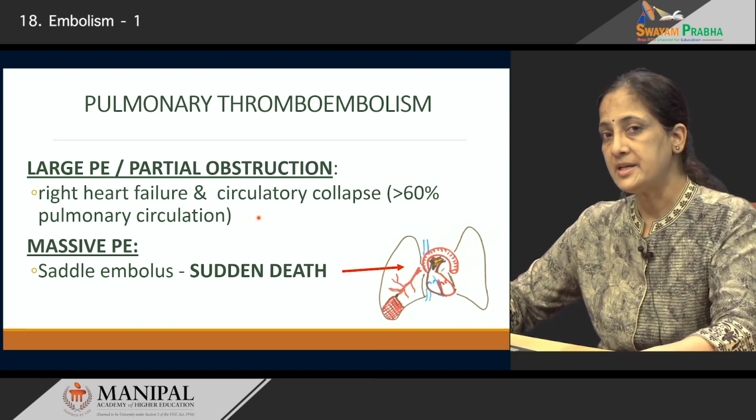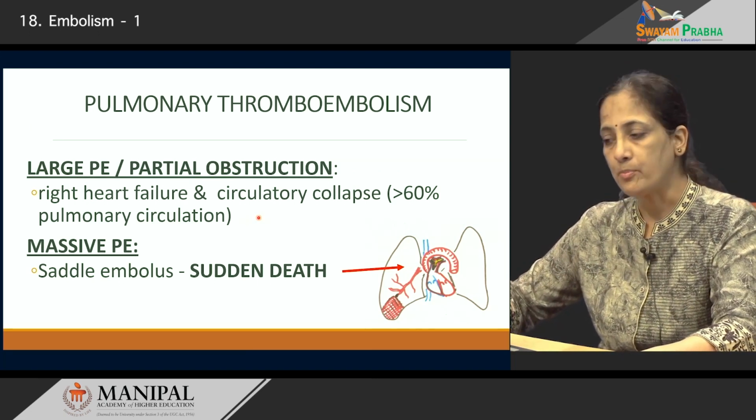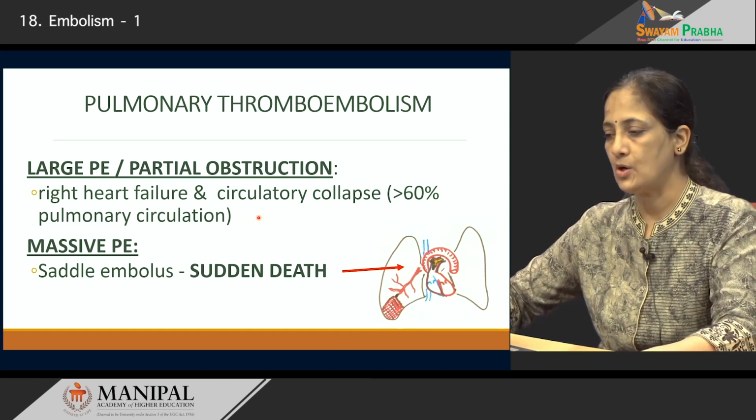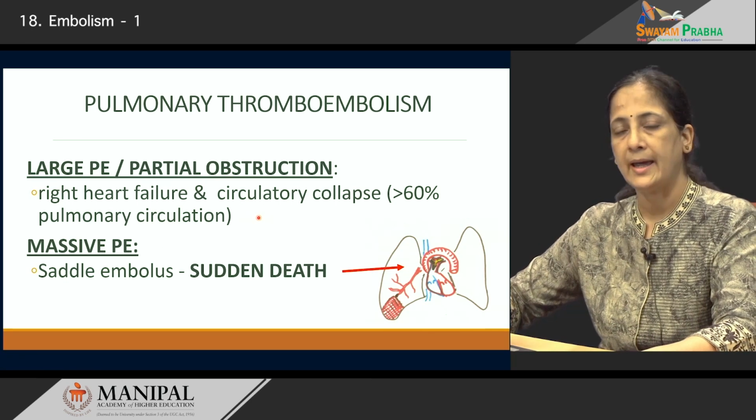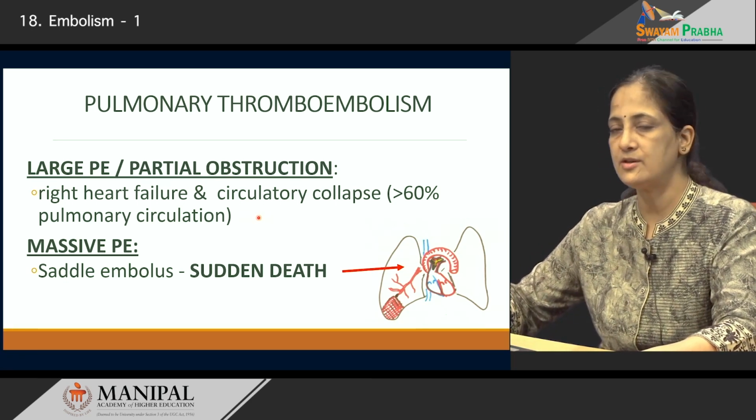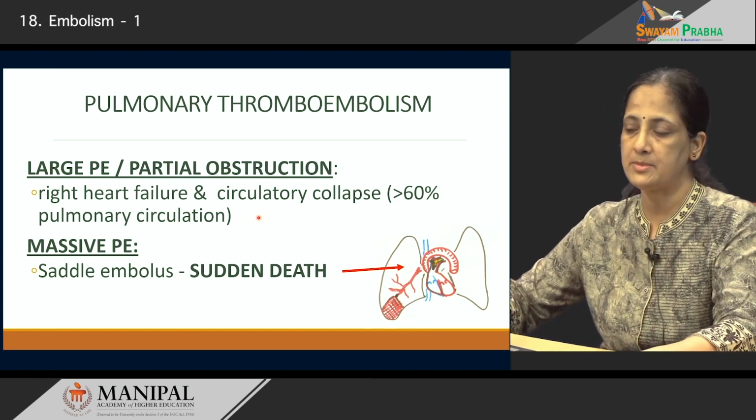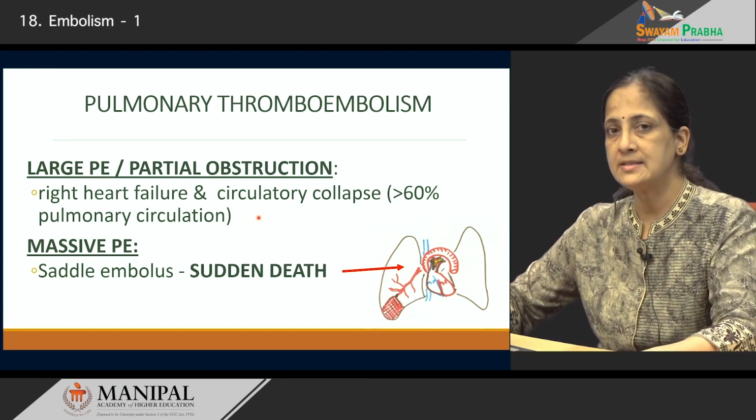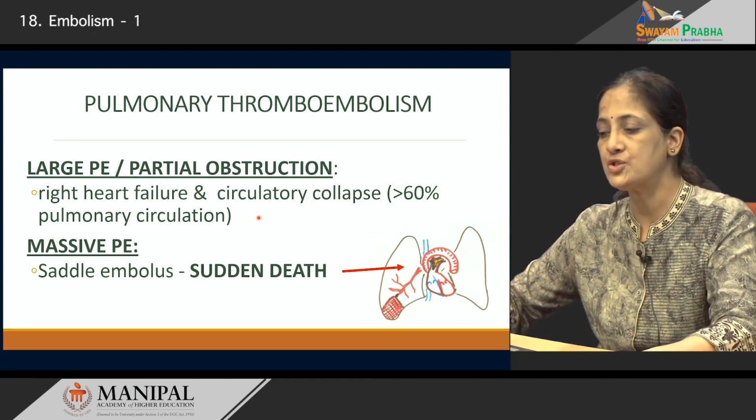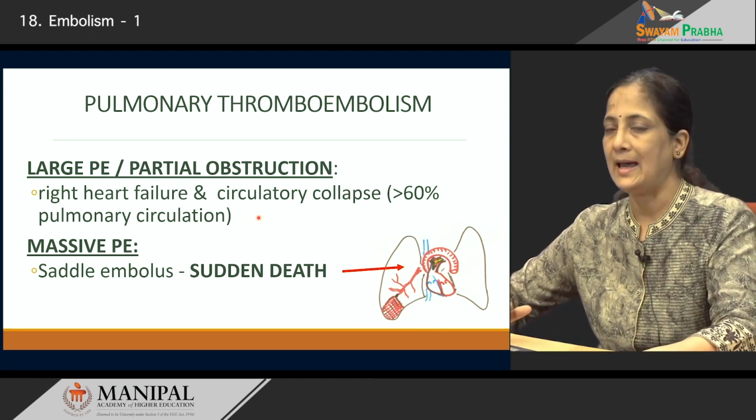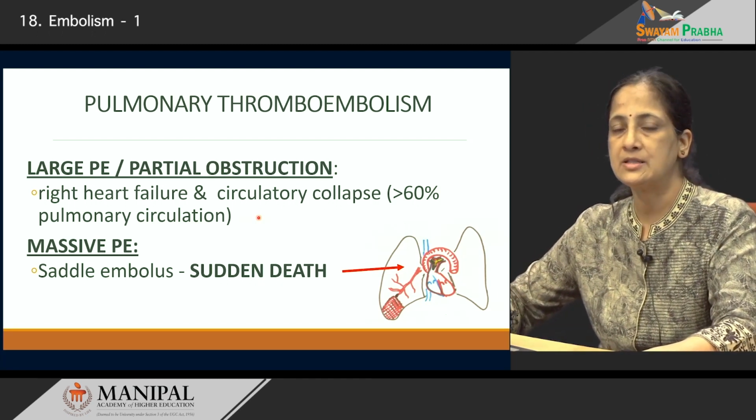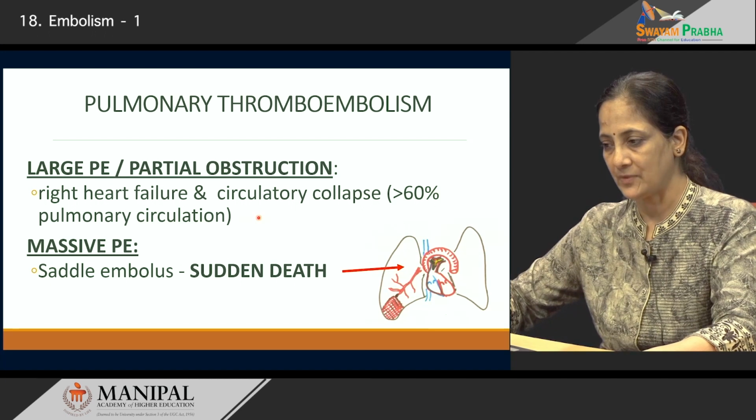Now, we talked about deep venous thrombosis and the propagated clot. Imagine that large propagated clot getting dislodged, entering through the vena cava into the right side of the heart and going into the pulmonary trunk. This large clot, when it enters the pulmonary trunk, tends to get coiled up and block either the pulmonary trunk or go and lie astride its bifurcation.